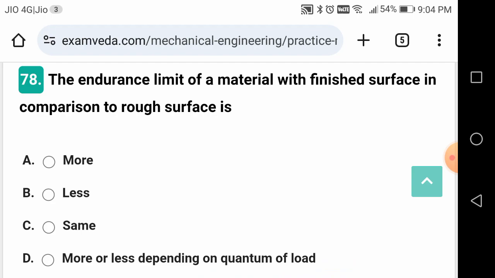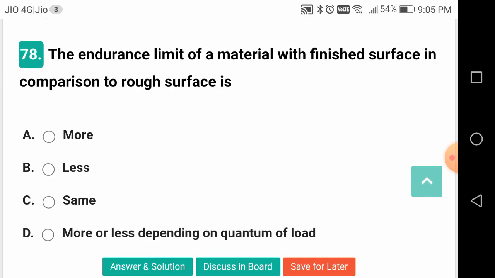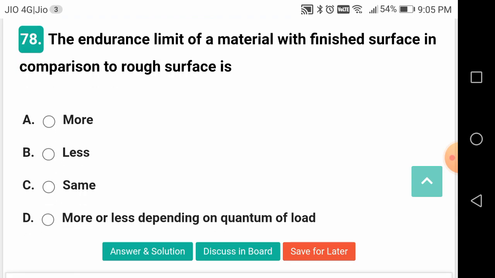So endurance limit is going to decrease. That's why we are going to finish the mechanical elements or members with the highest surface finish. It is going to increase the endurance limit.